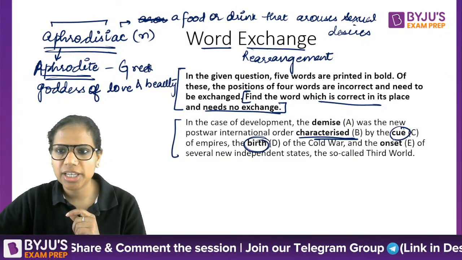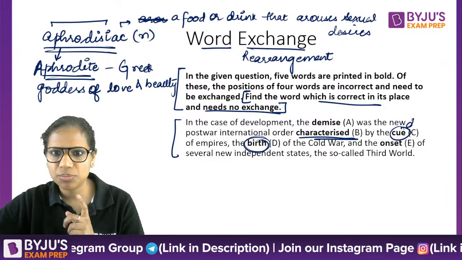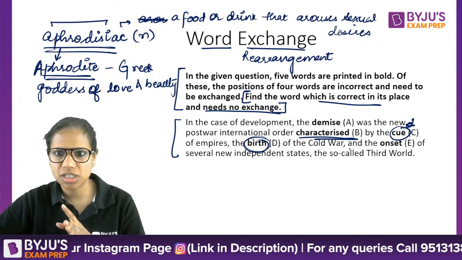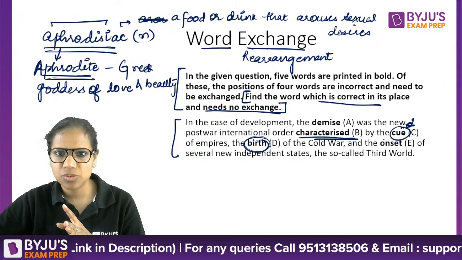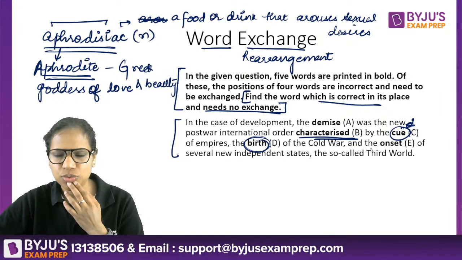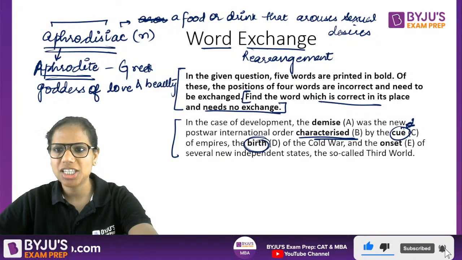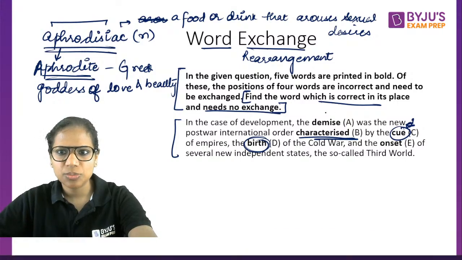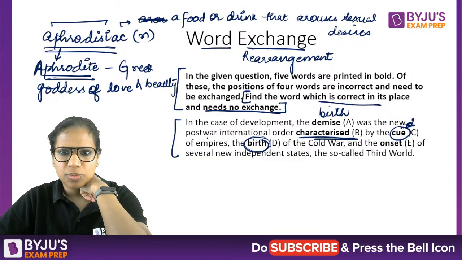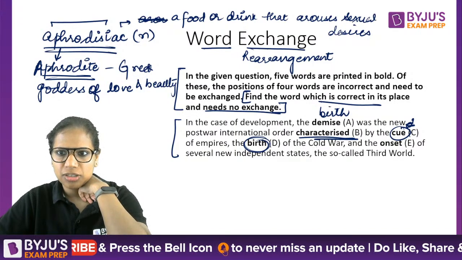So this will go like this: by the birth, by the demise of the empires, just a second, and the dash of several new independent states. This will be here, demise. The birth of the Cold War. So in fact, the birth also seems to be in its correct position. Wait, just a second. You were saying the birth should come here. Okay, the birth was the new. No. By the dash of empires, the dash of the Cold War, and the dash.